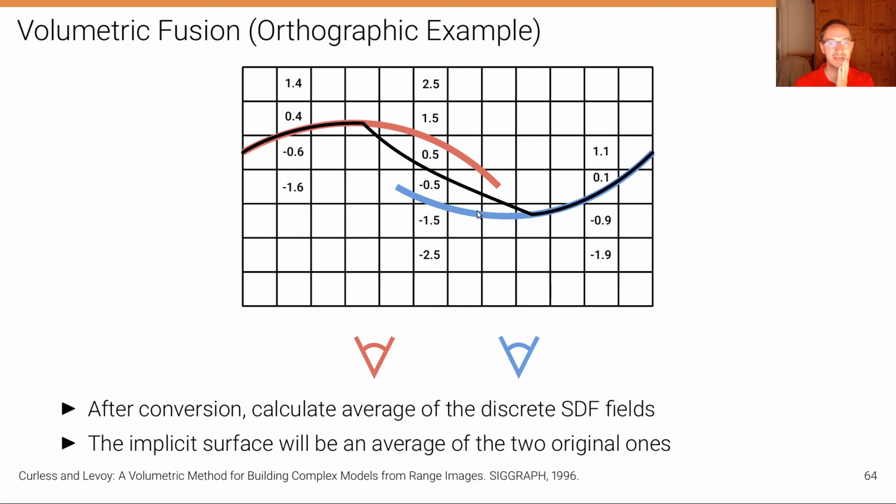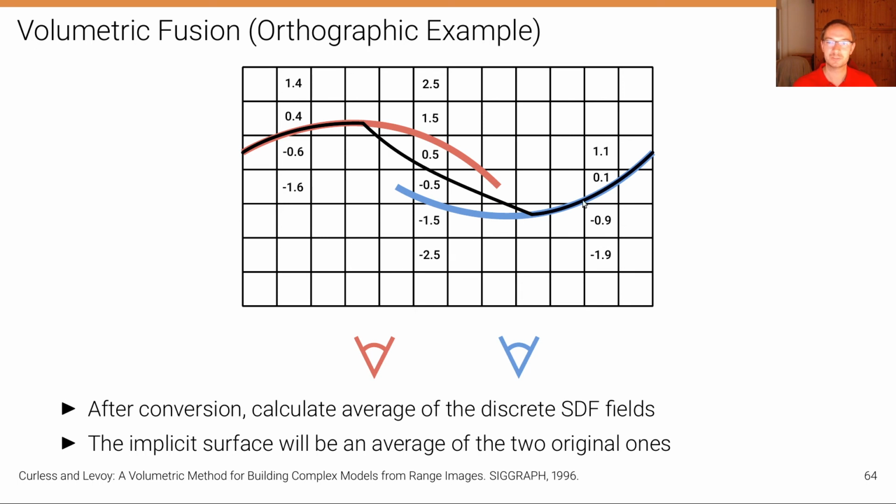And what you can see now is that the surface intersection, the zero level set, is actually intersecting this ray here. No longer here or here, but in the middle. So we have effectively also averaged the implicit surface. If we would now extract the surface explicitly from this implicit representation.